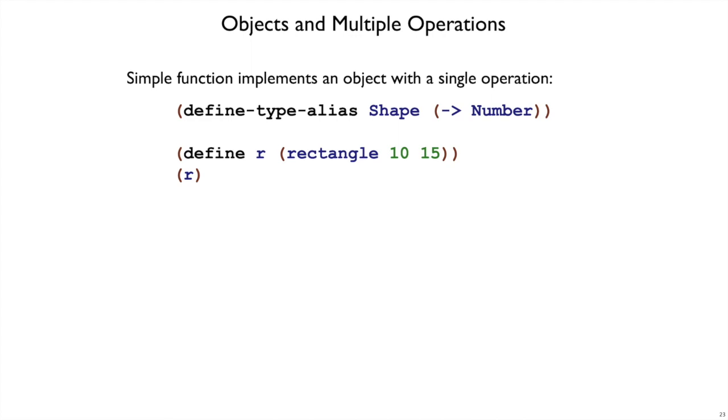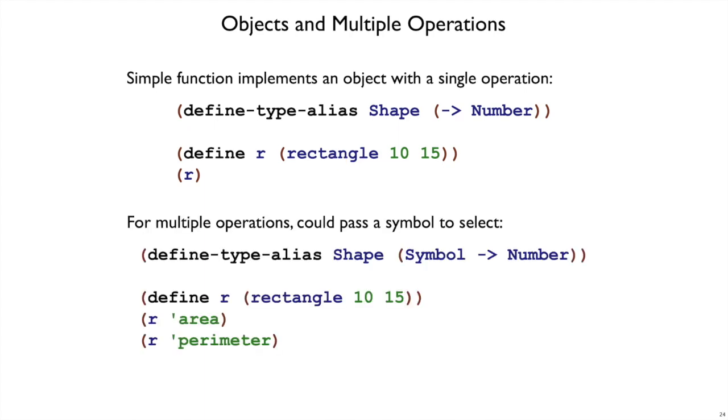Our encoding of objects as functions supports only a single method on each object. That is, if we have a shape that's a function that returns a number, then the only thing you can do with the shape is get its area. But if we would like to get its area or perimeter, then we can take literally the idea you sometimes hear of methods as being messages that are sent to an object.